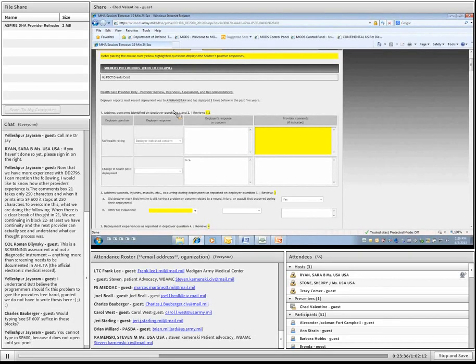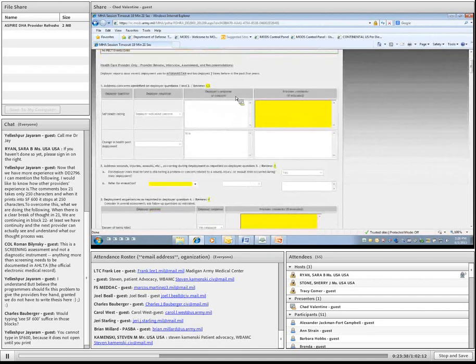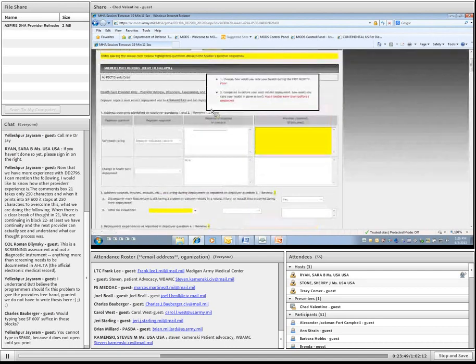We're starting on question 1, and one thing I do want to point out: you'll notice that question 1 for the provider is questions 1 and 2 for the deployer. If you hover your mouse over where the yellow numbers are and click there, it'll hold up what the deployer was asked and their response. Their response is always highlighted in red text.